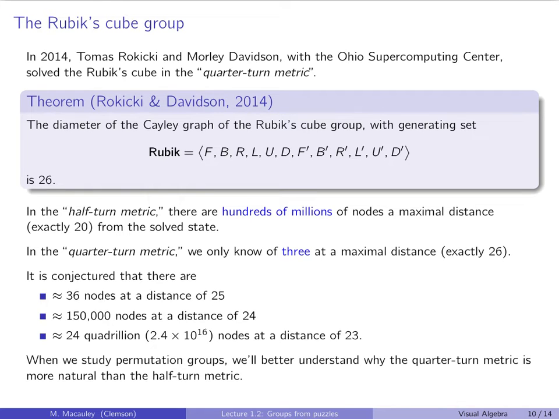When we study permutation groups, we will better understand why the quarter turn metric is more natural than the half turn metric mathematically. We can talk about the parity of a permutation being even or odd, which we don't get in the half turn metric. I should say that this was done with the Ohio Supercomputing Center, but the result 4 years earlier about God's number being 20 was also done with massive computational aid.